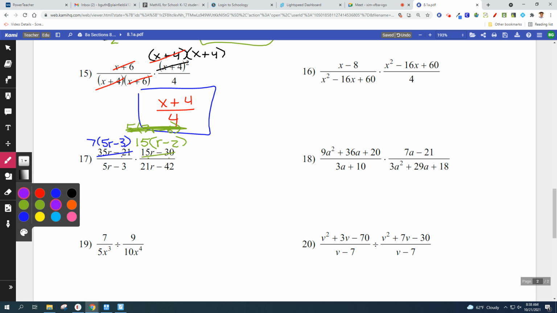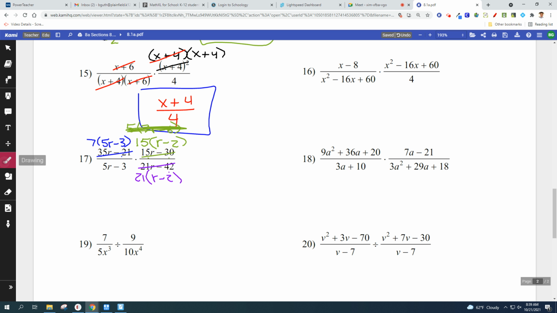We look at the bottom right over here. Both of those numbers are divisible by 21. And you get r minus 2. So lots of common factors there. And we can see some stuff that cancels out. I've got a 5r minus 3 going to cancel a 5r minus 3. I've got an r minus 2 going to cancel an r minus 2.